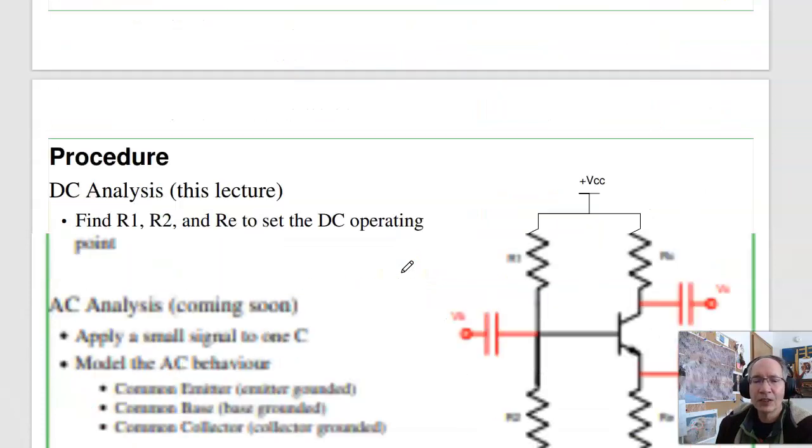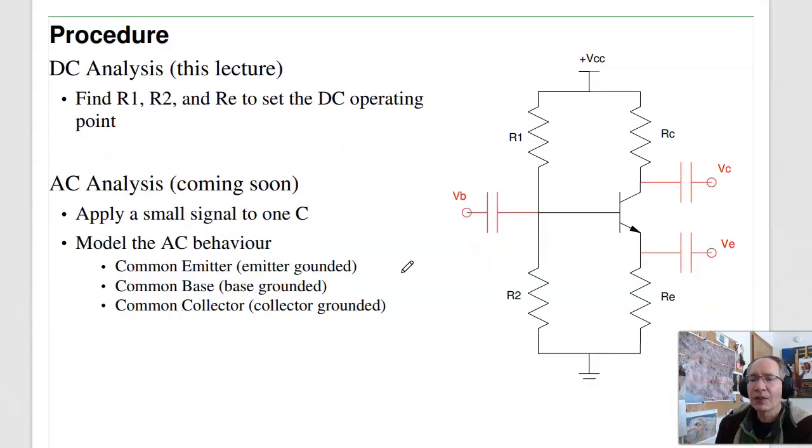To start out then, for this lecture we're looking at the DC analysis. The DC analysis is find R1, R2, and RE to set the operating point. RC is usually given. That's how much current you want to output, what voltage you want to output, what you want the output impedance to be. Solve for the other three.